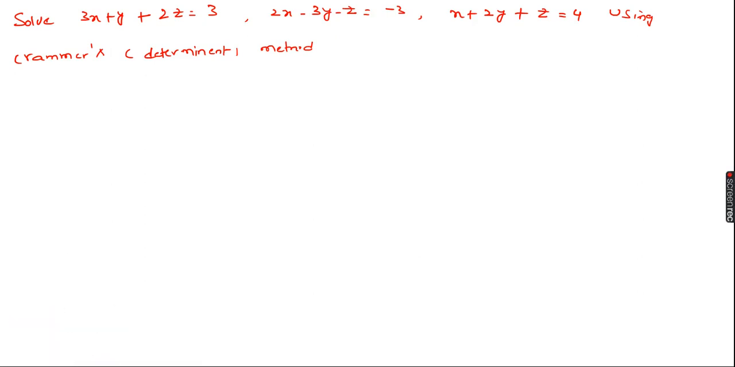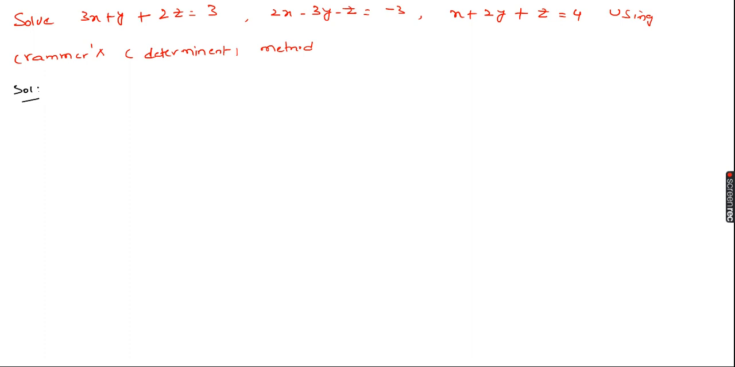Okay. So the next question is 3x plus y plus 2z is equal to 3, 2x minus 3y minus z is equal to minus 3, x plus 2y plus z is equal to 4, using Cramer's method. Cramer's method is also called the determinant method.